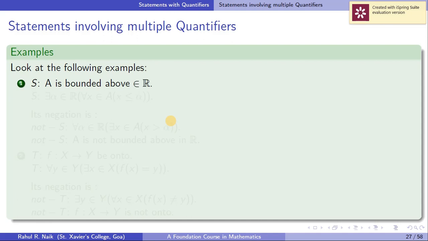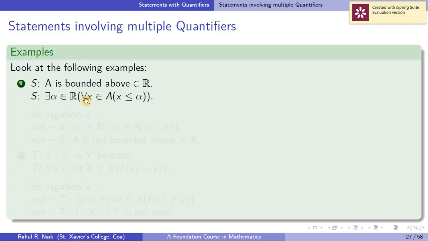Like for example, the first one: A is bounded above in R. When I say A is bounded above in R, what do we mean by saying that the set A has an upper bound in R? First of all, you should say that there exists an upper bound for A. So there exists alpha in R, such that alpha is an upper bound of A.